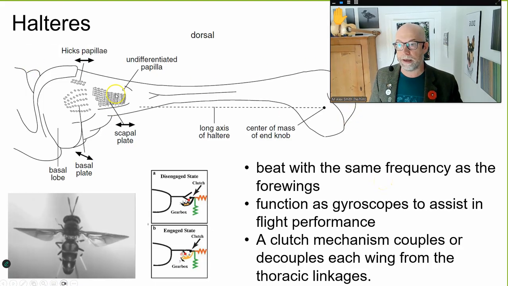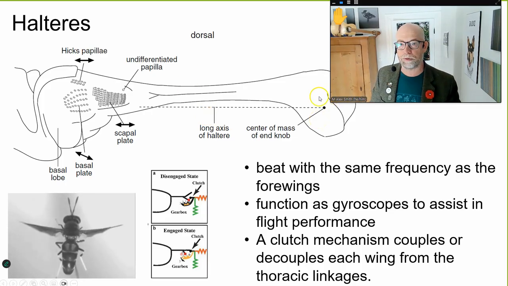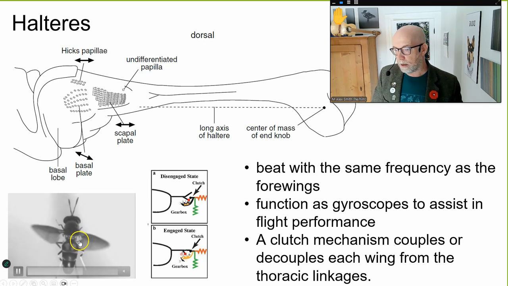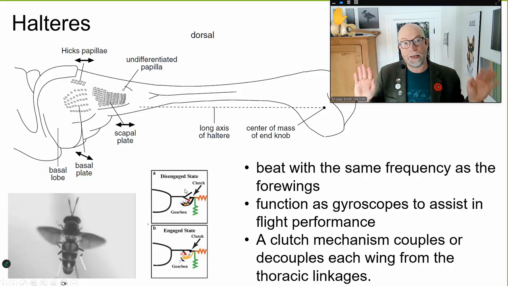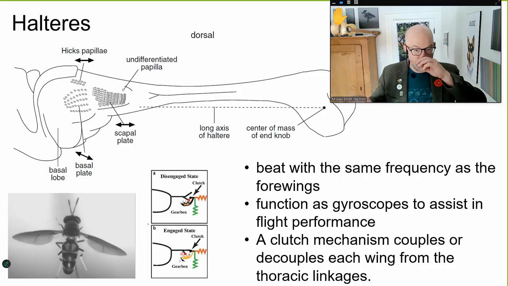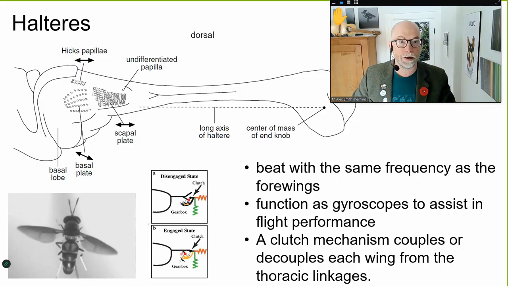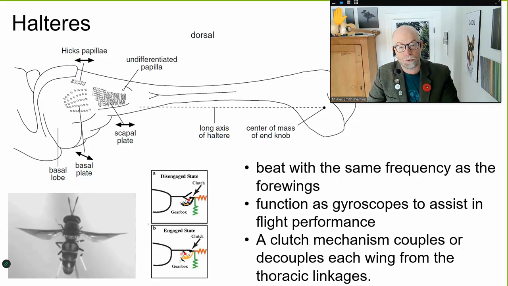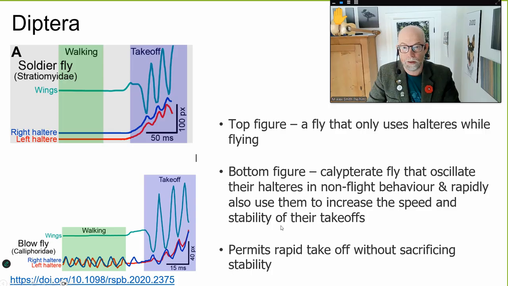So here is the big drumstick writ large. This is our drumstick, but we're looking at these very tiny little reduced wings. And we talked about the fact that they're engaging and disengaging, that there's a clutch that permits them to couple and decouple with the wing, using these thoracic cuticular extensions. So on the top, this is a fly. We've got left haltere, right haltere, and the wings.